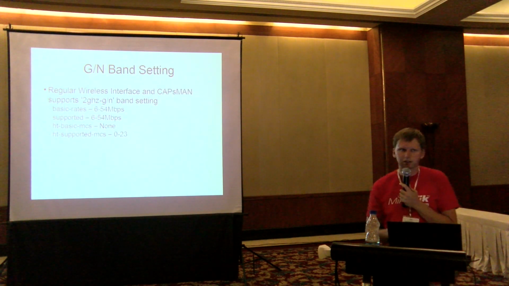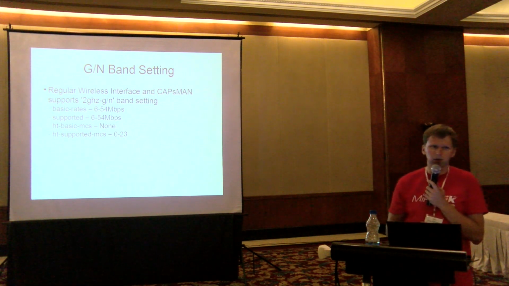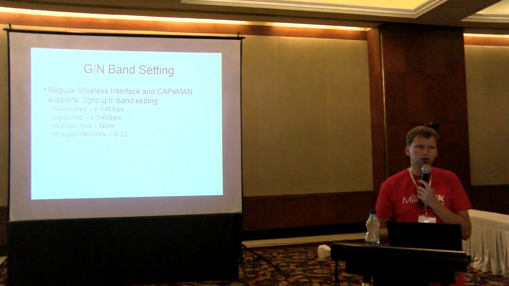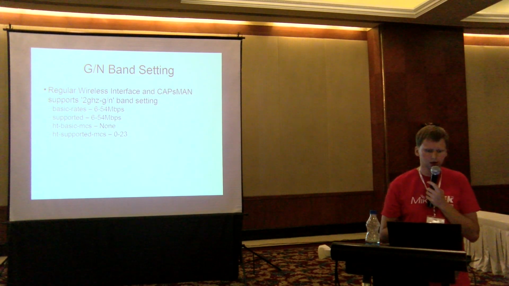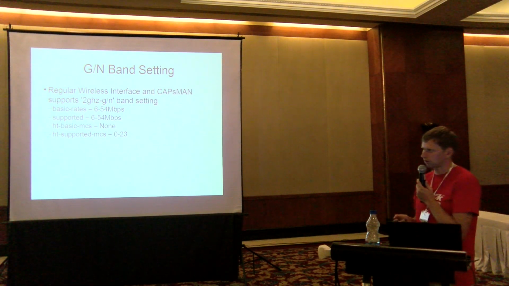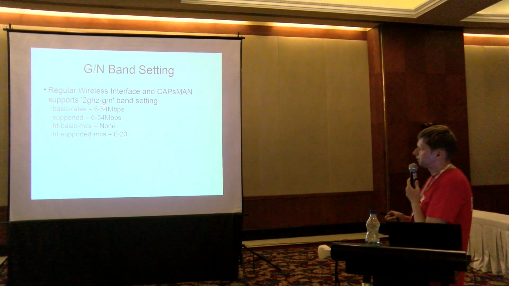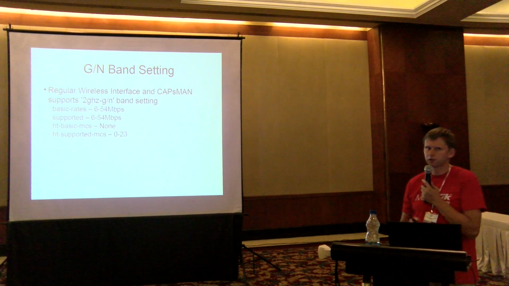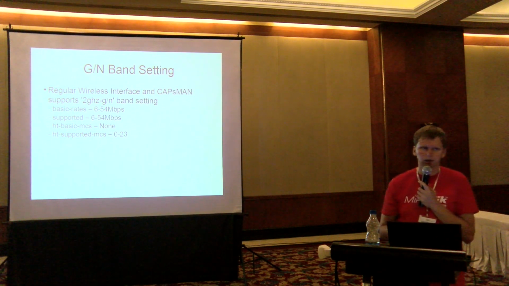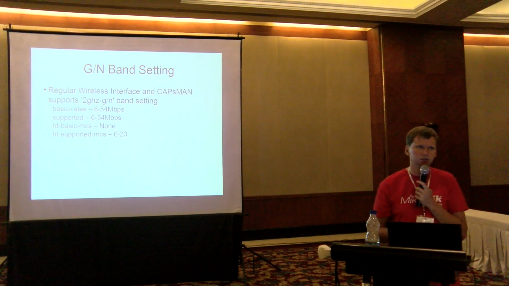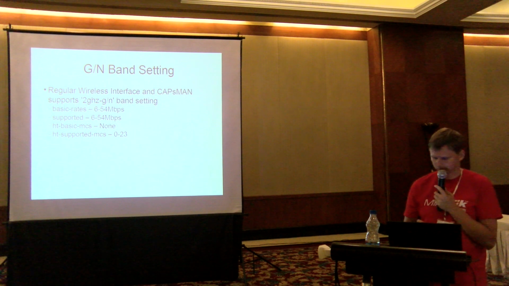Also, we have a lot of requests that you want to disable legacy B clients to get more throughput from your access points. So we added a new band called GN, and you can see the specifications that it supports rates from 6 to 54, or all the N rates, and it doesn't support any B rates. So now, if you want to force your clients to throw out your old B devices or not use those data rates, you can use this band now.